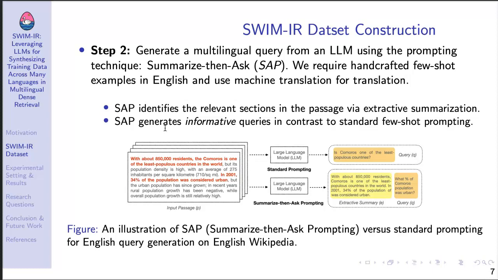If you see the figure, there are advantages in our prompting technique compared to standard few-shot prompting. First, we ask the model to generate an extractive summary, which helps the large language model identify the relevant sections in the passage. Next, using the summary as an intermediate step, we then ask the model to generate a query. In our experiments, we have found this technique helpful to generate more informative queries.